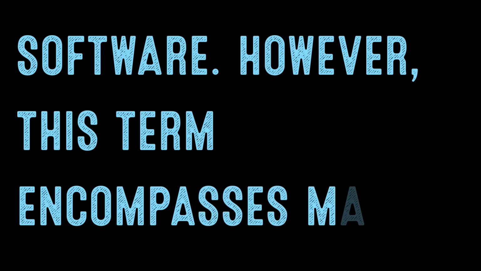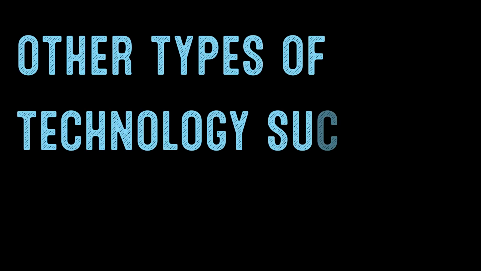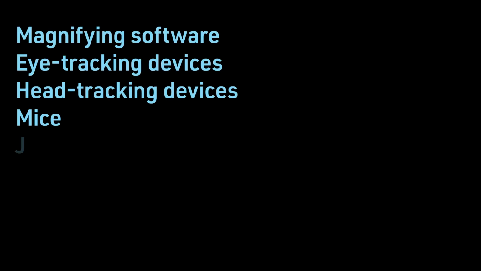This term encompasses many other types of technologies such as magnifying software, eye tracking devices, head tracking devices. These both detect movement of specifically the eye or the head, and it is able to sense the motion of a cursor or where the person is focusing to click.